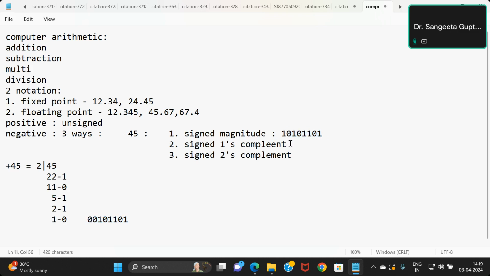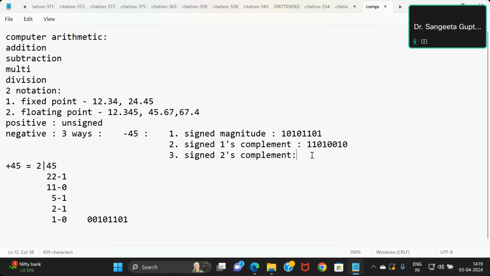Now, in signed 1's complement representation of a negative number, we have to invert all the bits of plus 45 to get minus 45. Inverting the bits means zeros become 1 and 1s become 0. So we have 1 1 0 1 0 0 1 0. This is the equivalent in signed 1's complement representation.